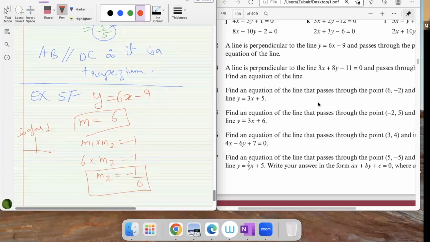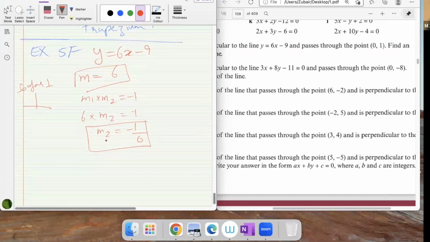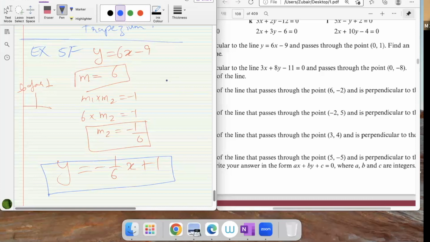Now we have the gradient and we have the point. It passes through the point (0, 1), x is 0, y is 1. Straight away the y-intercept is given. So y equals mx plus c. Do you get this point, that we already know c before finding it? Whenever x is 0, this is the y-intercept, because at the y-axis, x is 0. So (0, 1): that is straight away the value of c.